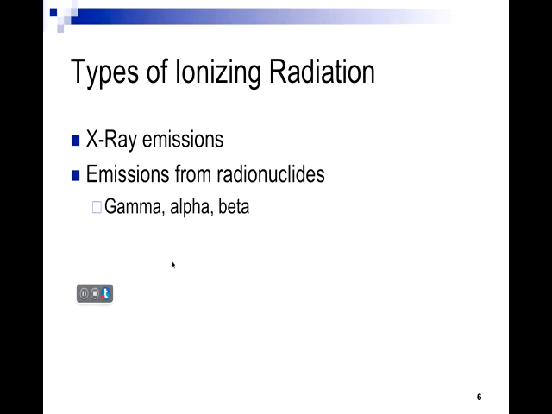Or you can have emissions from unstable radionuclides, which are trying to become stable eventually, and in so doing release energy. Some of this energy is released in the form of gamma waves, or alpha particles, or beta particles. And we'll discuss what each of those are in detail.